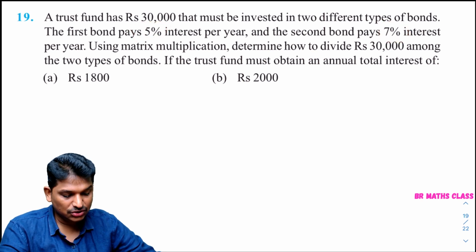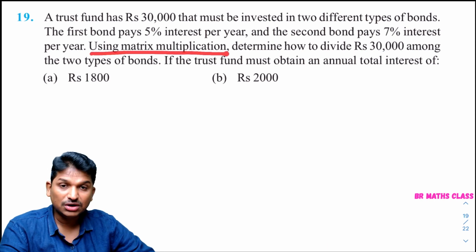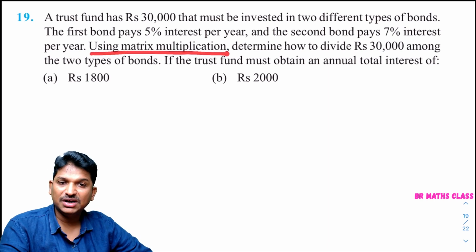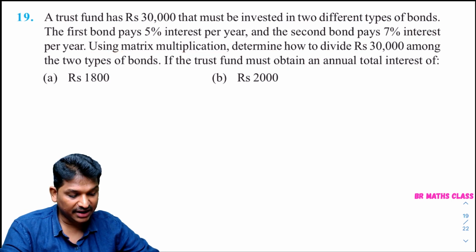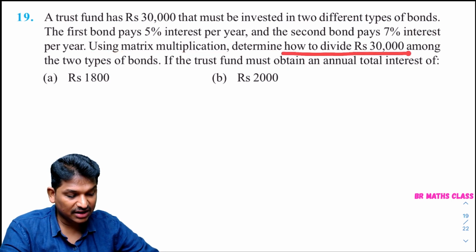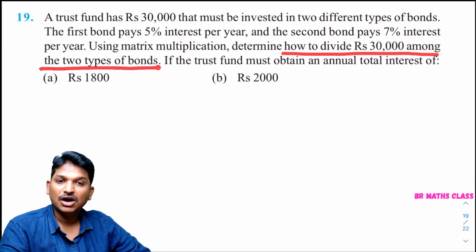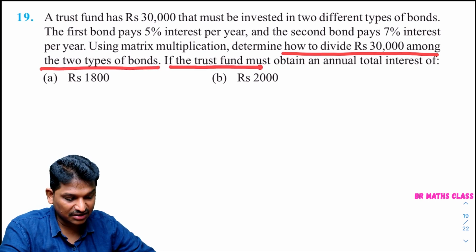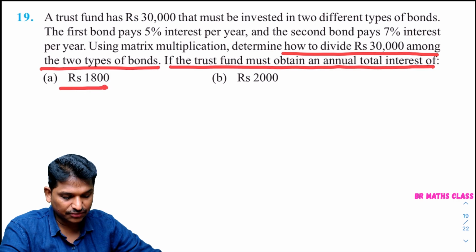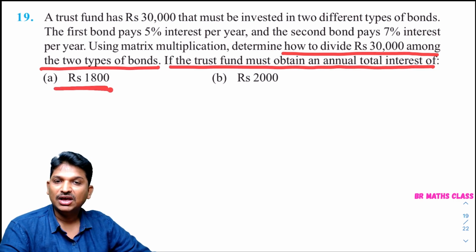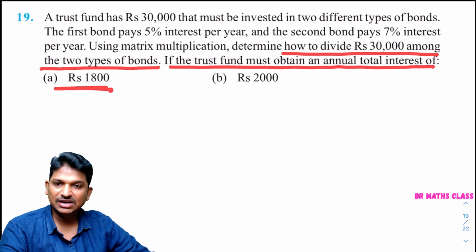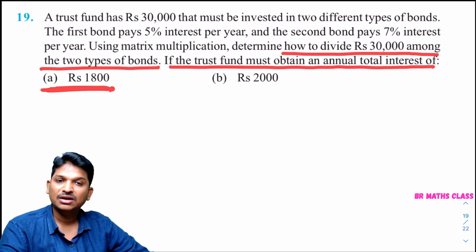So now, using matrix multiplication, determine how to divide 30,000 rupees among these two types of bonds if the trust fund must obtain an annual interest of rupees 1800. Actually, in this there are two parts. First, we'll do the A part, and after that, we'll discuss the B part.